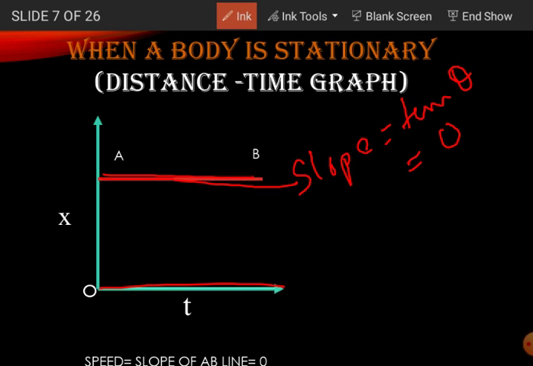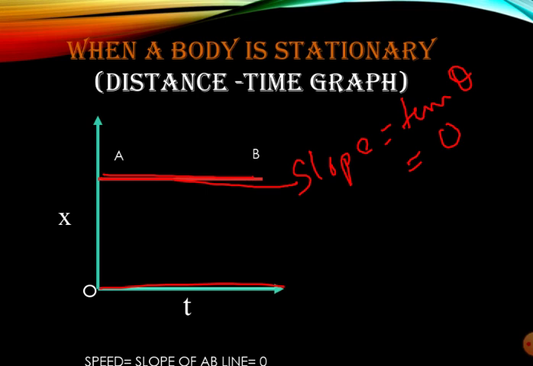So if the speed is equal to 0, that means the object is at rest. So for a body at rest, your distance time graph will be a straight line parallel to your time axis, right?